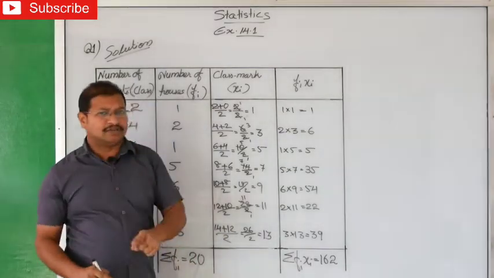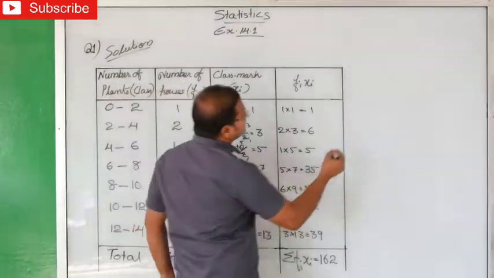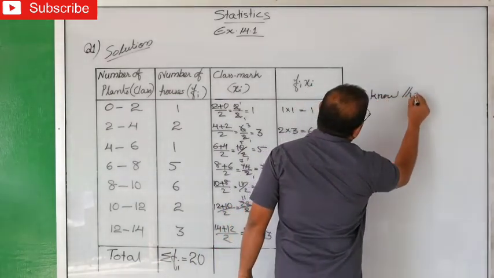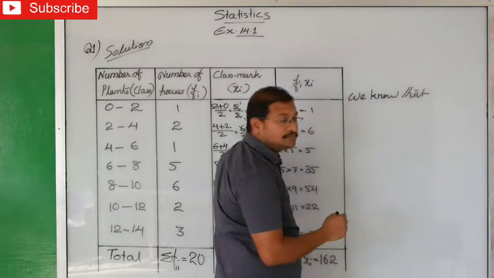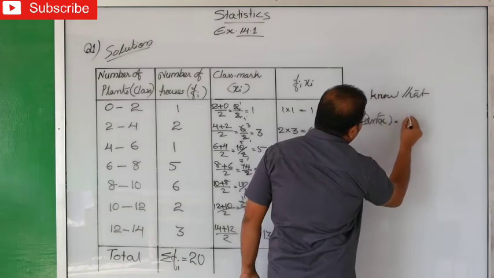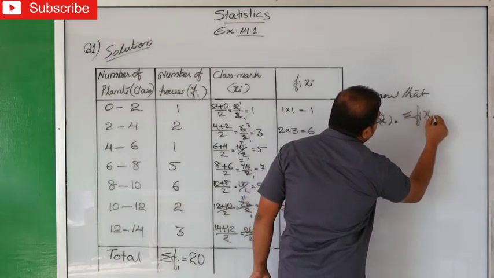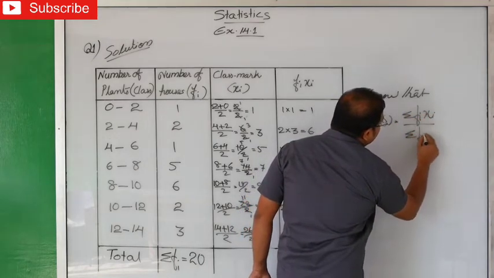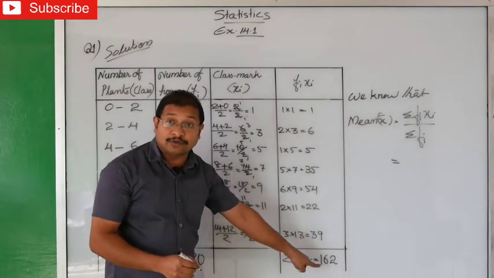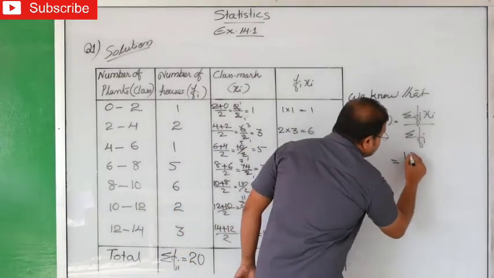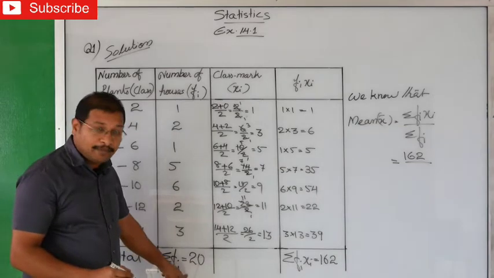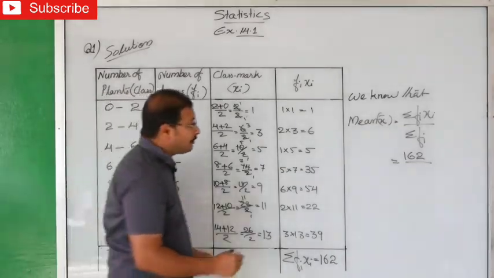Now, by the direct method, what is the equation for mean? Yeah, we will write. We know that mean, x bar equals sigma Fi Xi by sigma Fi. What is the value of sigma Fi Xi? 162, isn't it? So we'll write 162 divided by sigma Fi. We got it before, isn't it? That is 20, so we'll write 20.